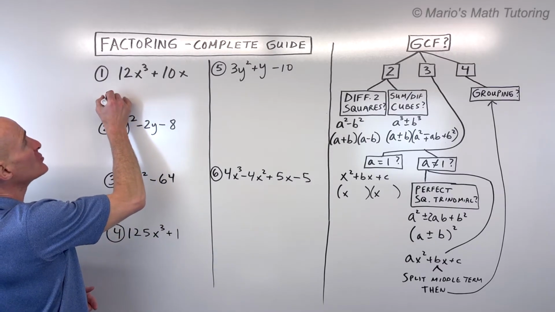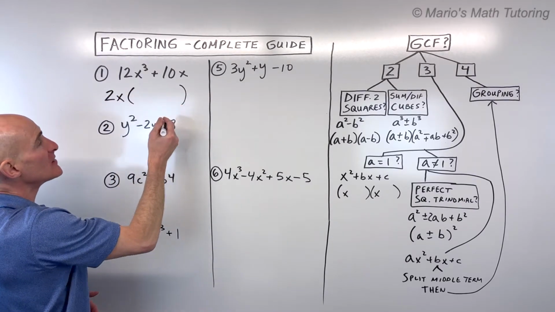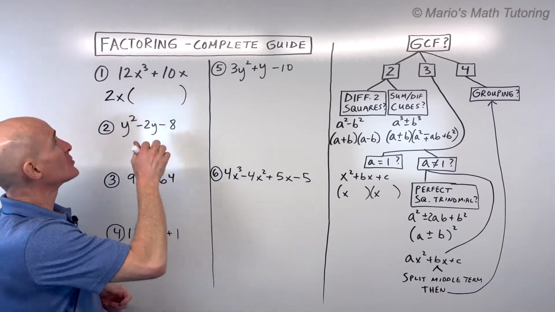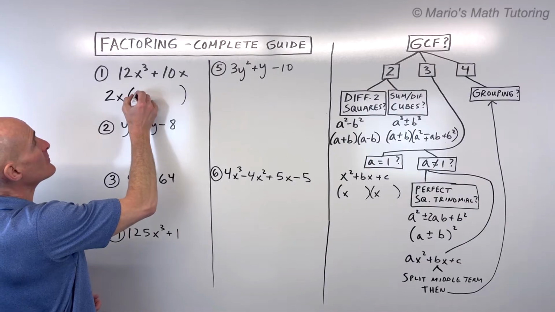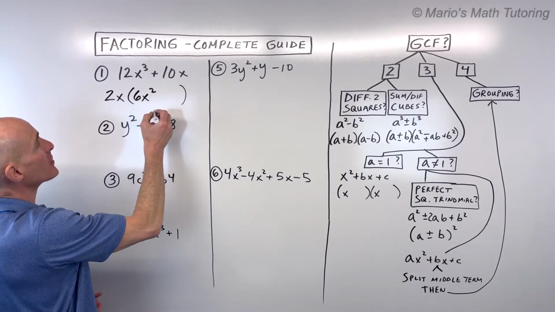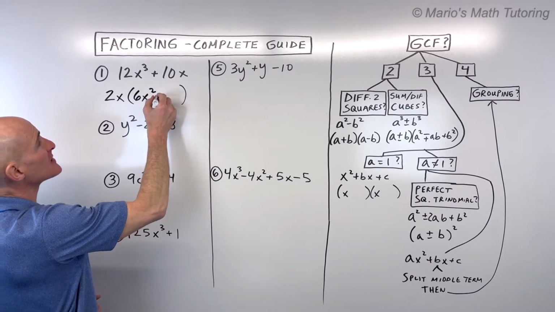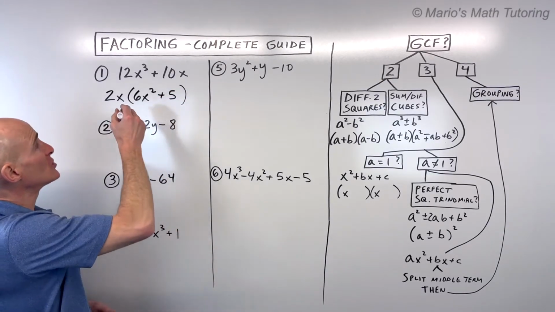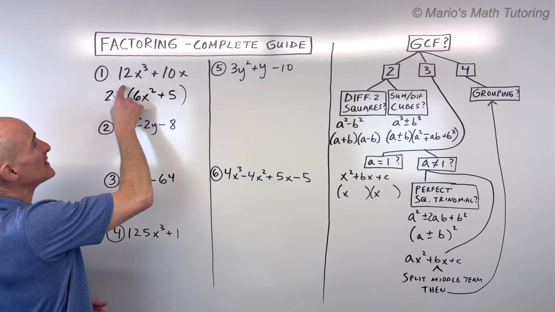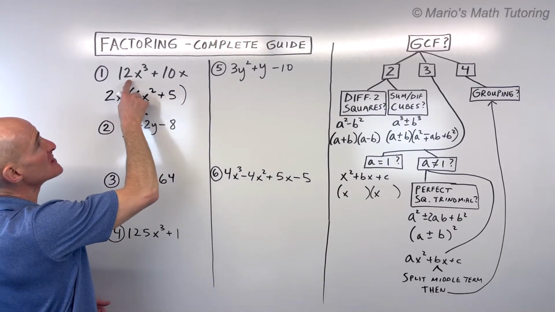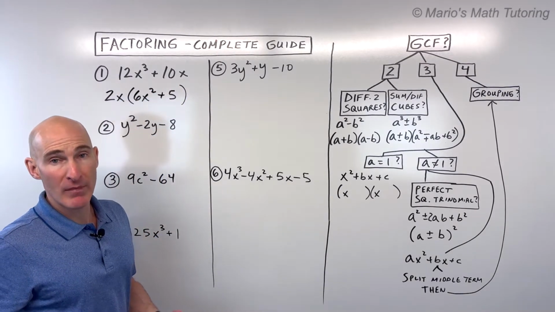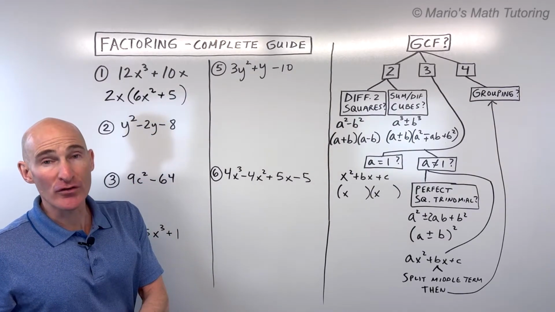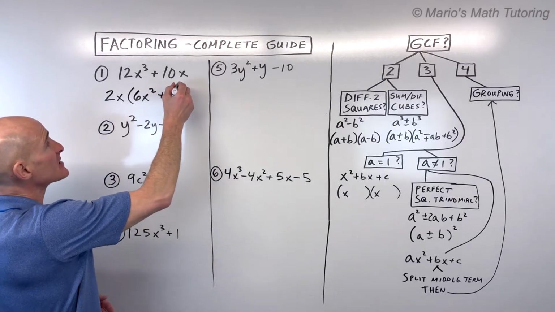When I factor out the 2x, it's like doing the distributive property in reverse. So you're dividing it out. If I was to divide this by 2x, I'd be left with 6x squared. If I was to divide this by 2x, I would just be left with 5. Now it's good to check your work. What you could do is take that 2x, distribute it into the parentheses, and you'll see that you get this original binomial back. You always want to look to see if you can factor further, but in this case, this is as far as we can go.